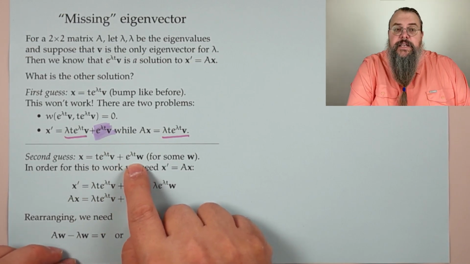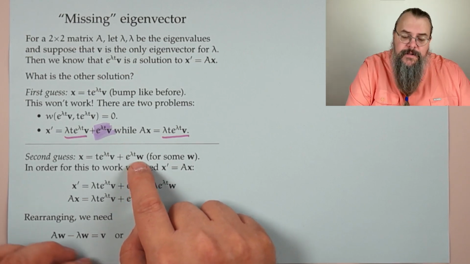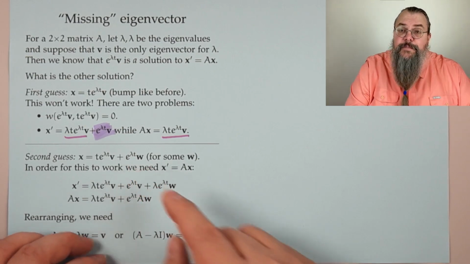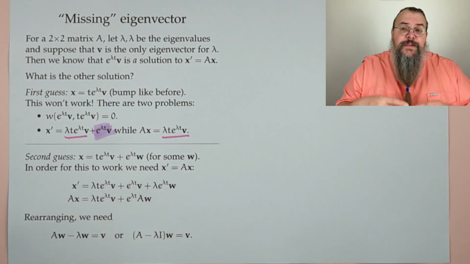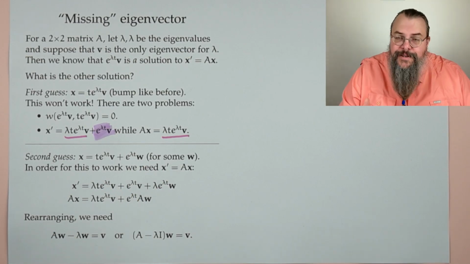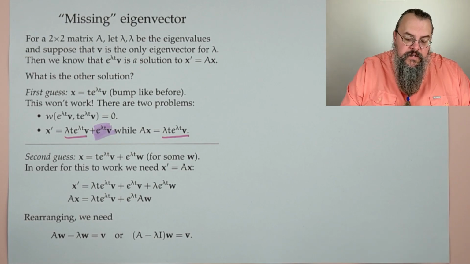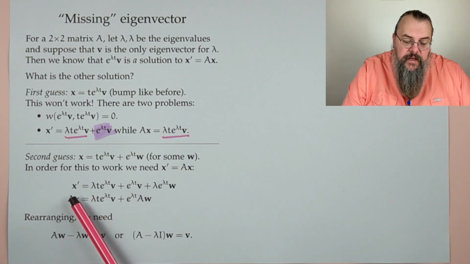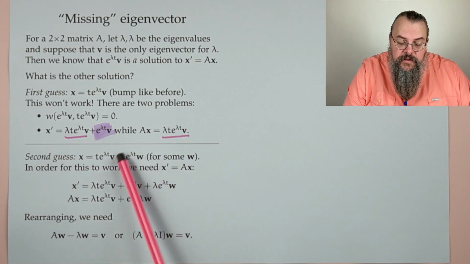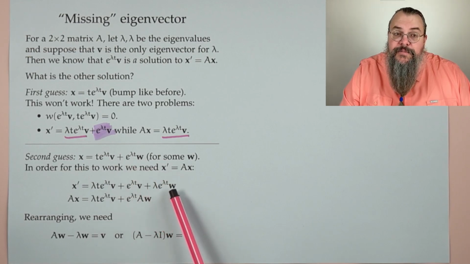It will also look like e to the lambda t, but now, instead of multiplying by the eigenvector, we'll say there's some vector, w. We won't say what w is yet. We just will say there is something. And let's plug it in, right? Always, when in doubt, plug it in. So we can take x prime, and it's very similar to before for the first part, and then when we take the derivative of e to the lambda t times w, it's lambda e to the lambda t times w.